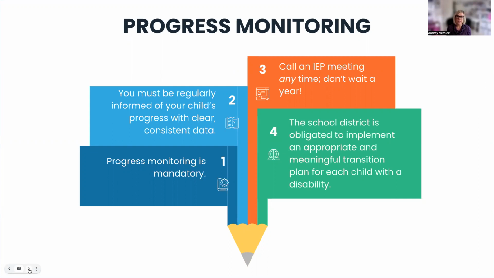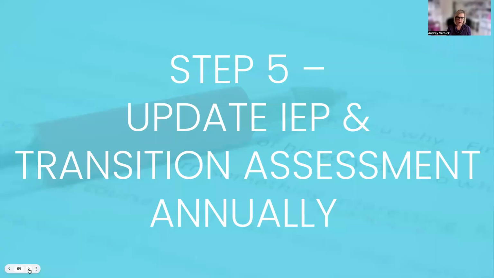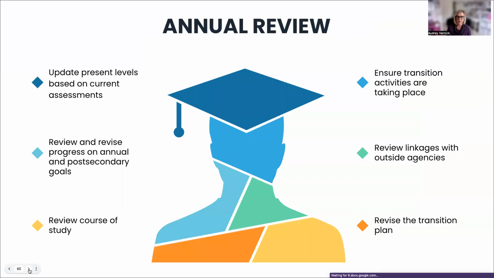The school district is obligated to implement an appropriate and meaningful transition plan for each child with a disability. So the only way that's going to happen is if you follow up regularly, if you call those IEP meetings, if you're checking in with the team about how's progress going, right? It's not going to happen on its own. So now that transition assessment is updated annually, and then the IEP is updated based on that transition assessment.